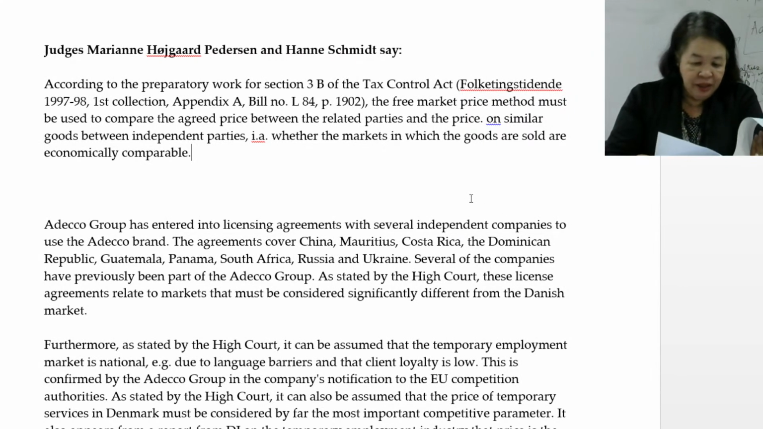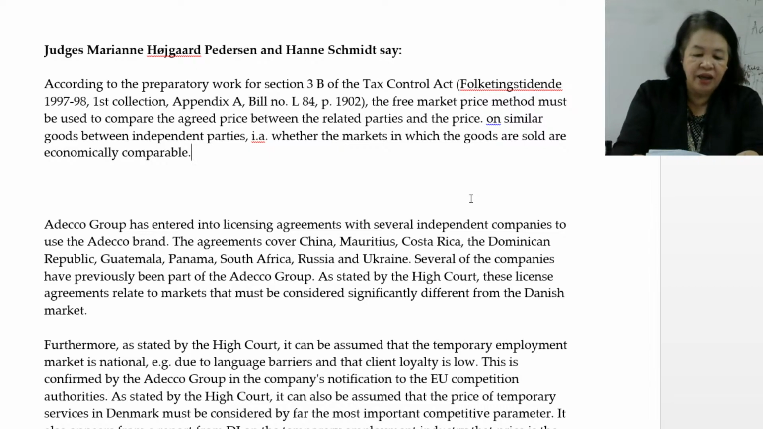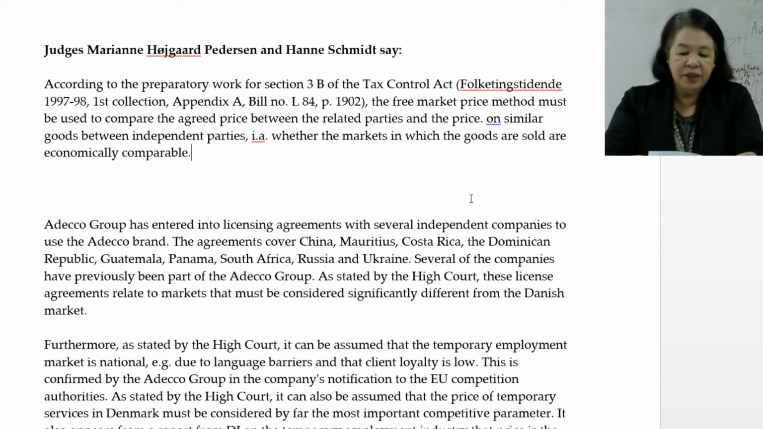Okay. Adecco has entered into licensing agreements with several independent companies to use the Adecco brand. The agreements cover China, Mauritius, Costa Rica, the Dominican Republic, Guatemala, Panama, South Africa, Russia, and Ukraine. Several of the companies have previously been part of the Adecco Group.